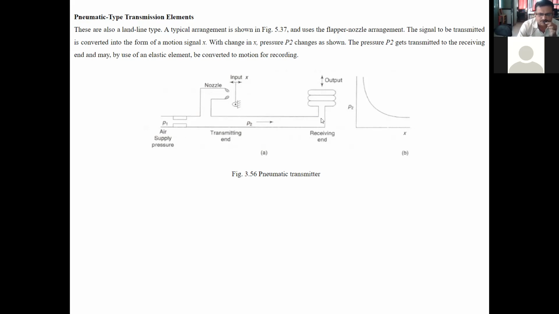And when pressure P2 increases, since this is an elastic diaphragm type of element, it will expand and we will get the output. Similarly, if this flapper moves towards the right side, pressure P2 will decrease, and this diaphragm type element or tube type element will contract. Means like this, motion will be there.